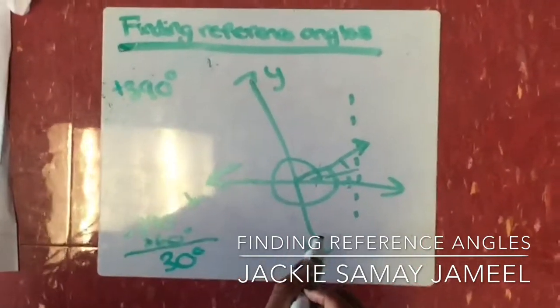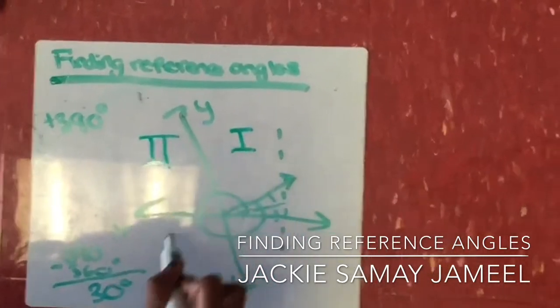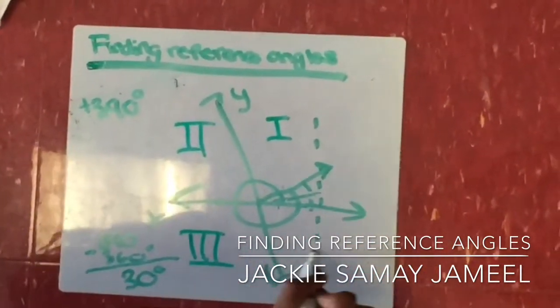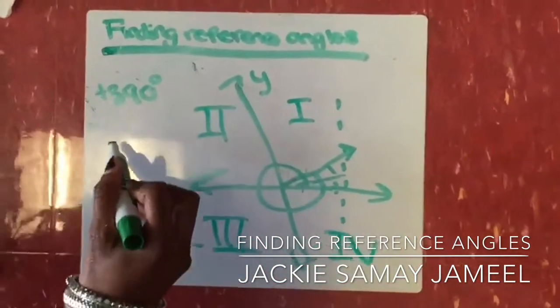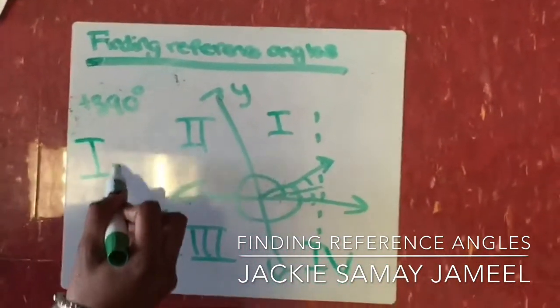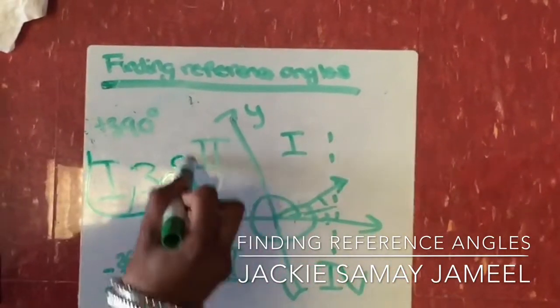And so there's 4 quadrants. It goes 1, 2, 3, 4. And so the final answer would be quadrant 1, 30 degrees. And that's all.